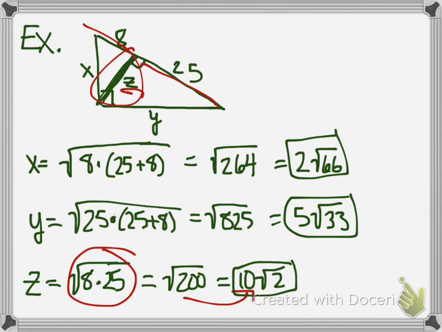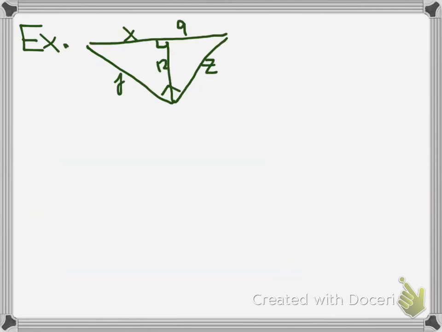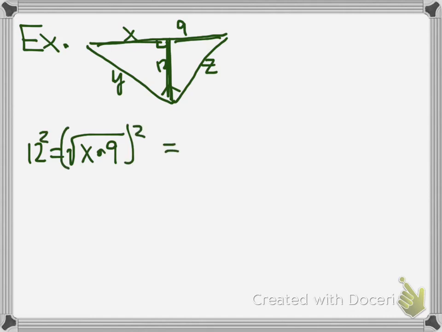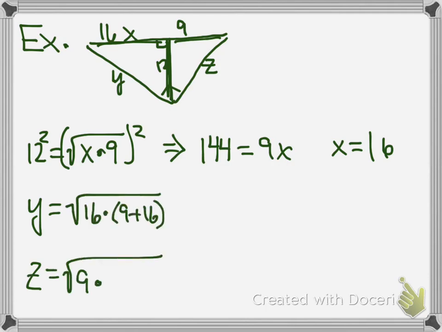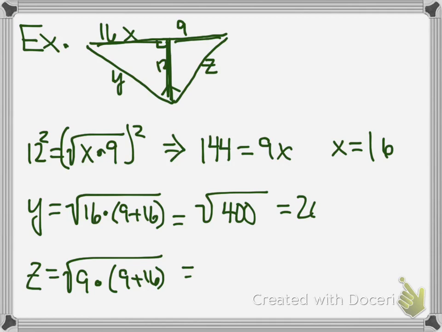Now we start undoing things, just like you would in regular algebra. So here, we're going to say 12 is equal to the square root of x times 9. Well, how do you get rid of a square root? You get rid of a square root by squaring. So that would give me 144 is equal to 9x, which I can divide by 9 and get x equals 16. Now that works out nicely, because then from there, it's just like what we've done before. 16 is touching the y, so that's going to be 16 times 9 plus 16. The z is touching the 9, so that's 9 times 9 plus 16. And then you do the same steps over.